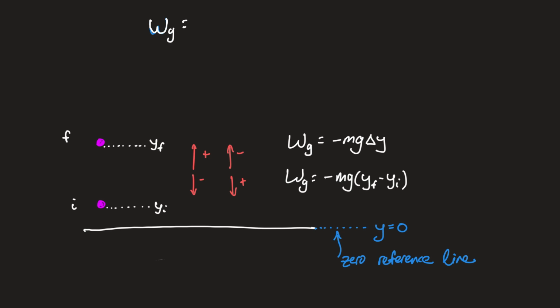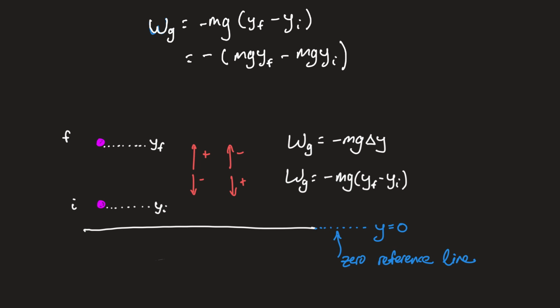The work done by gravity is minus mg times the displacement. Let's just do some algebra. I'll leave the minus sign out in front and distribute the mg inside. So you get mgy final minus mgy initial, like this. And what we do arbitrarily, because it's useful to do so, is we call this something.